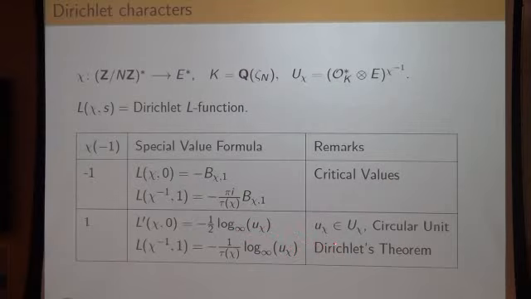So you have the circular unit, and you have Dirichlet's unit theorem, which I explained, and we actually calculated using the special value of the Hurwitz zeta function last time. And if you rephrase it at 1 via the functional equation, then you get this equation.